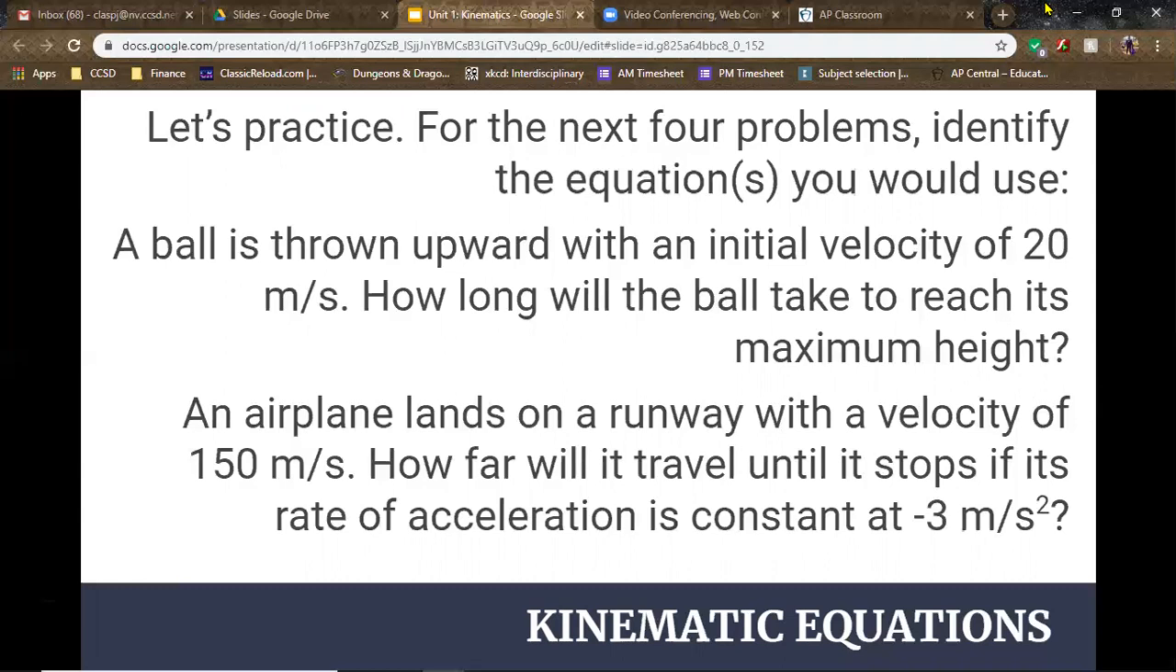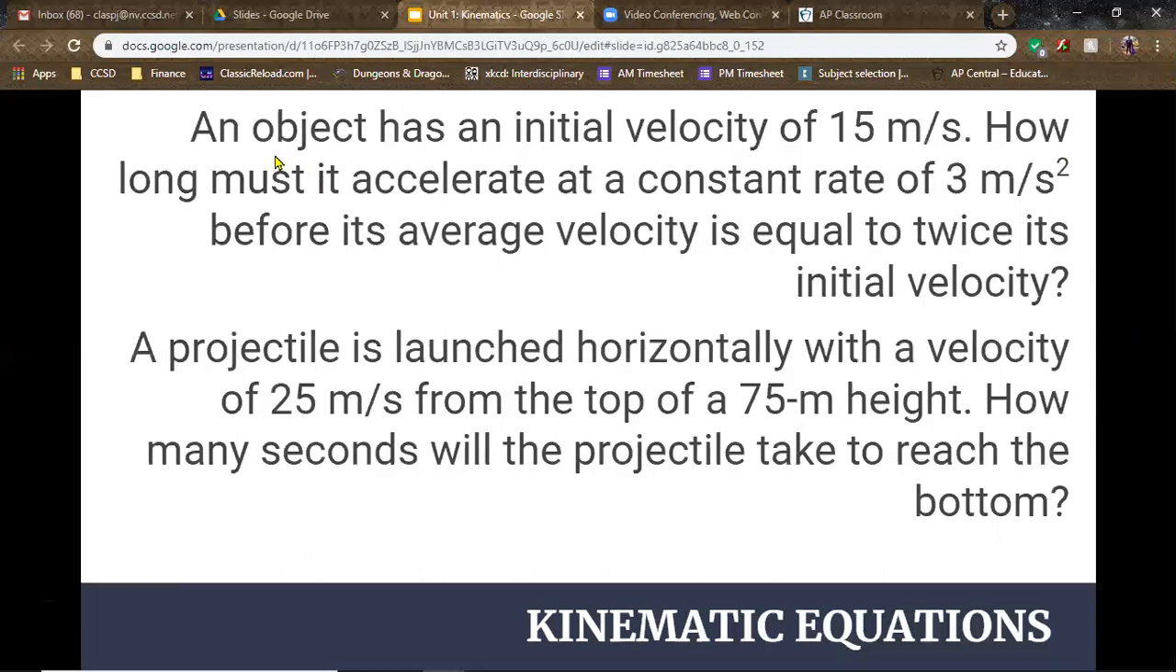So I'm not going to tell you which equations you need to use right now because there could be different approaches, all right? So second one, an airplane lands on a runway with a velocity of 150 meters per second. How far will it travel until it stops if the rate of acceleration is constant at negative 3 meters per second squared, okay? So identify what the problem's trying to get you to figure out and what information the problem gives you.